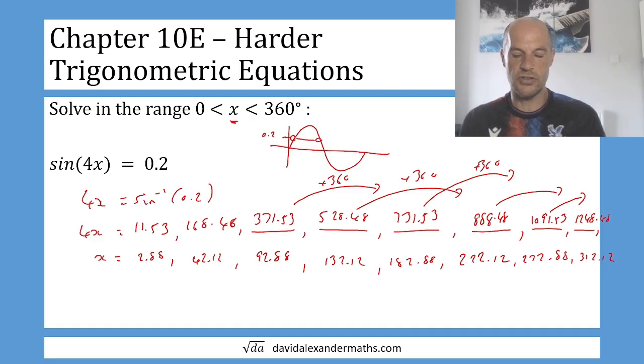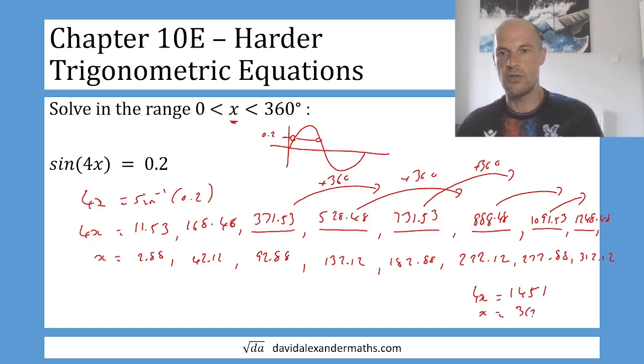Now if I want to, I can add 360 to 1091, and that gives me 1451. So let me just work out the next 4x solution. So 4x is 1451, so therefore x is that divided by 4, and now I've got 362, which is out of range.